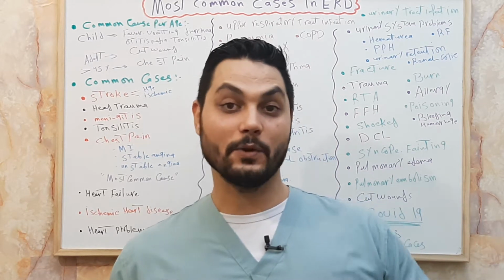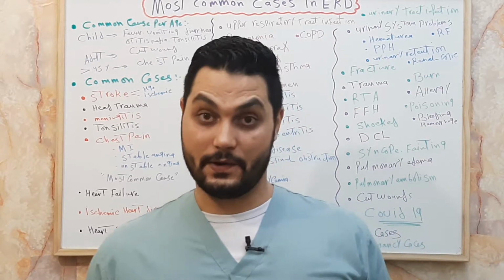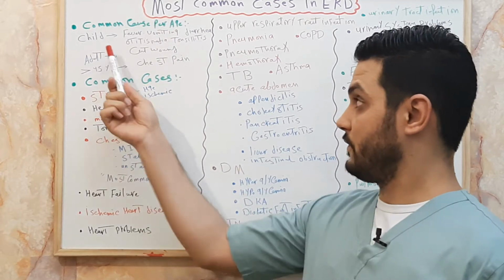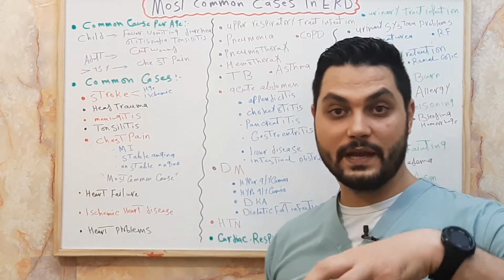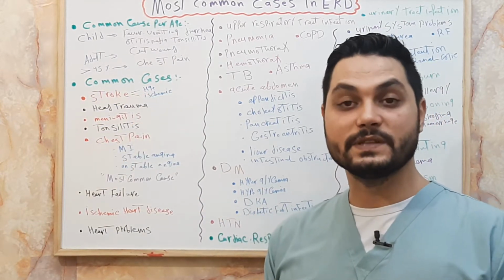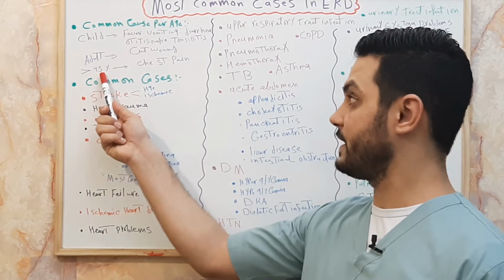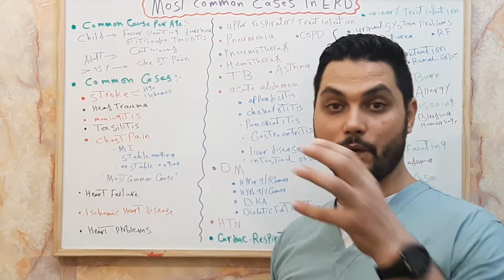Today we will speak about the most common cases in the ER. At first, we will classify them by age. For example, most children come to the ER with fever, vomiting, diarrhea, tonsillitis, or otitis media. Adults above 45 years old come with a cut wound or chest pain.